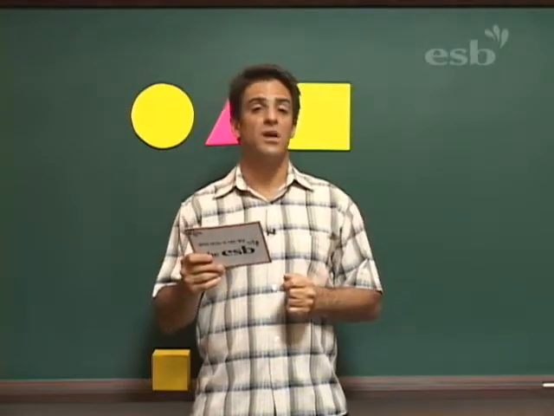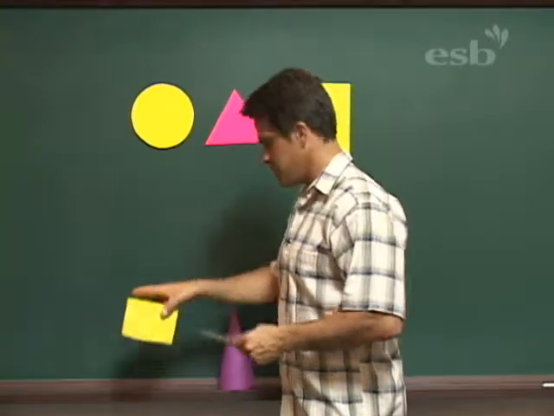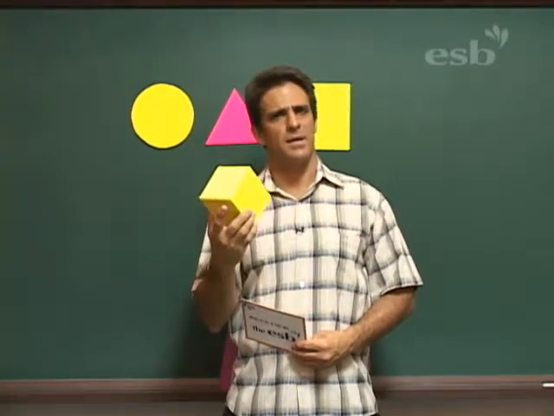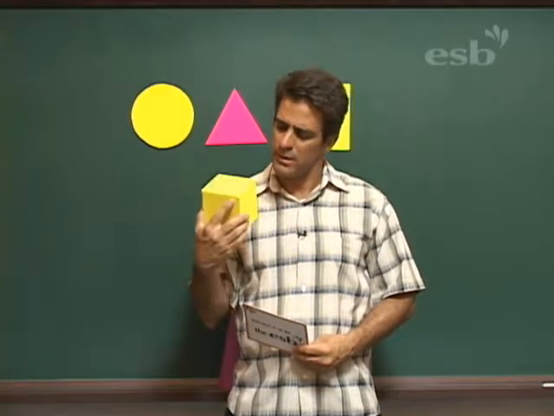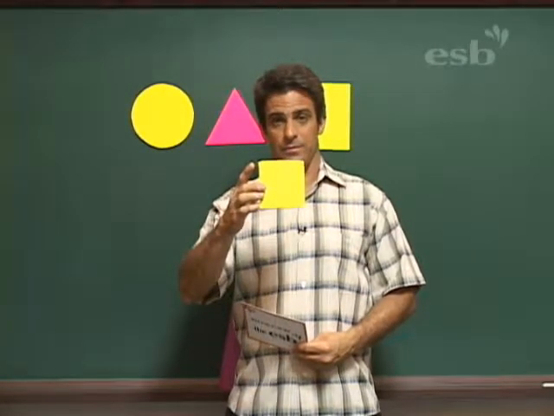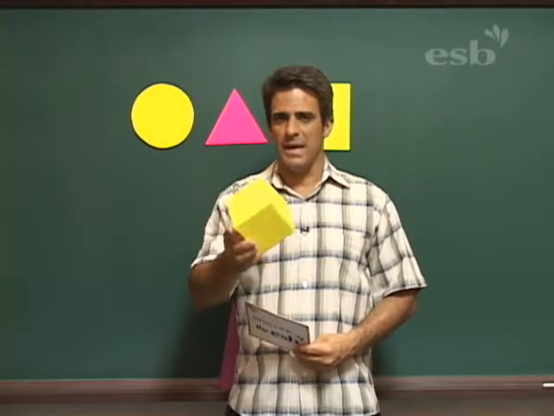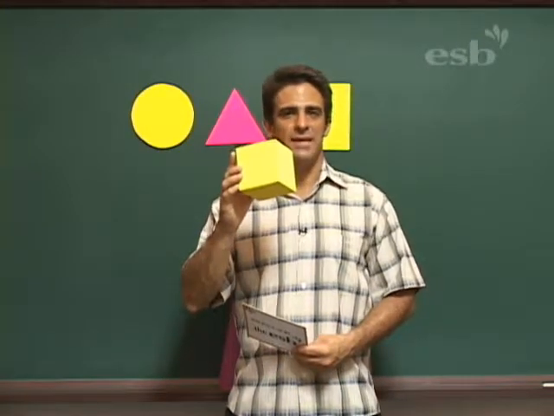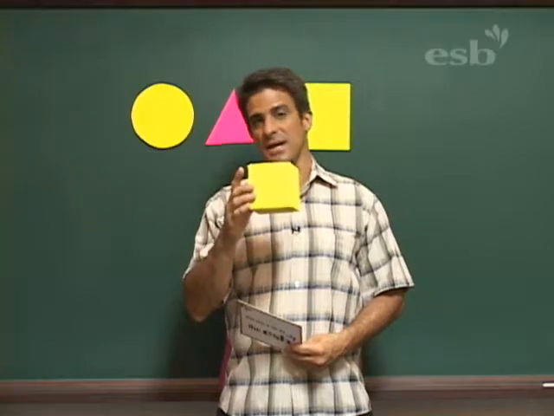Now, let's look at some solid shapes. There's this one. This looks like a little box, doesn't it? And it has squares all around it. Aha! We call this a cube. Have you ever played a game with dice and you roll the dice? Yeah, it's a cube just like this with 6 sides. Each side is a square.